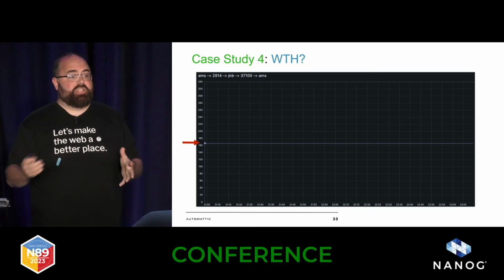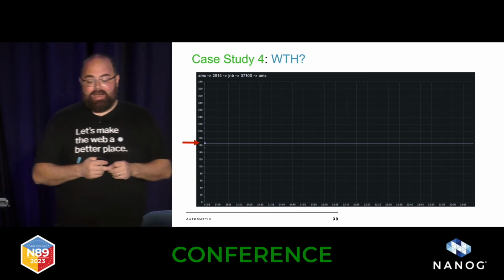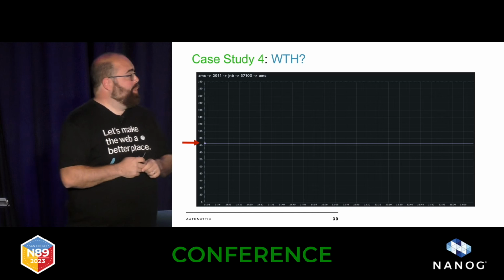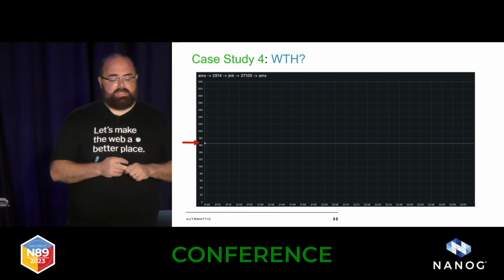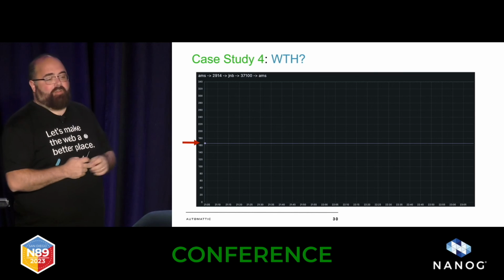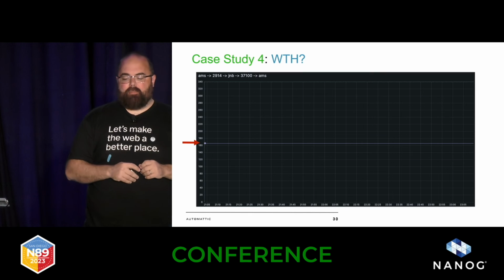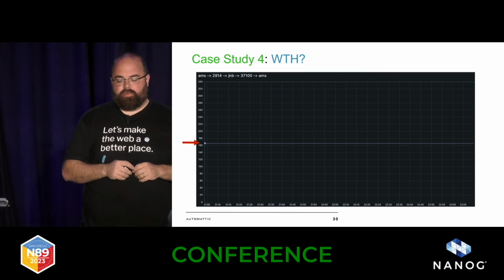Is it convergence? Is it something flapping? Maybe it's some kind of crazy link load balancing that we've never encountered before. And this is sort of a one-off case. We've never actually experienced anything like that before or since.